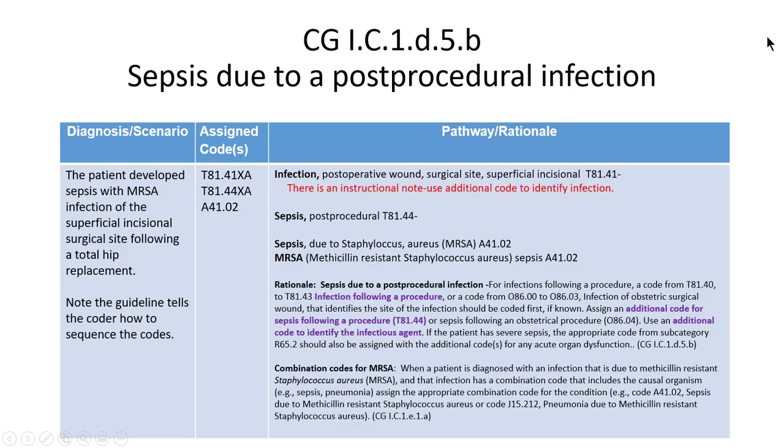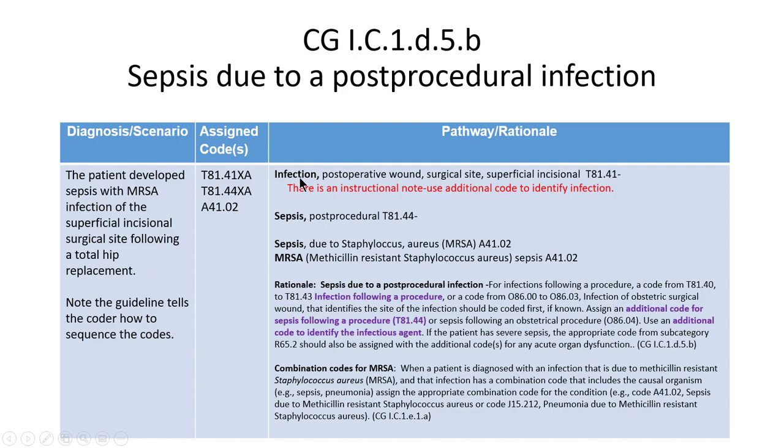And here's when you have sepsis due to a post-procedural infection. Here the patient develops sepsis with MRSA, which is methicillin-resistant Staphylococcus aureus. The organism is Staphylococcus aureus. This is an example of an organism that's resistant to antibiotics. Methicillin is an antibiotic. Patient develops sepsis with MRSA infection of the superficial incisional surgical site following a total hip replacement. Note the guideline tells the coder how to sequence the codes.